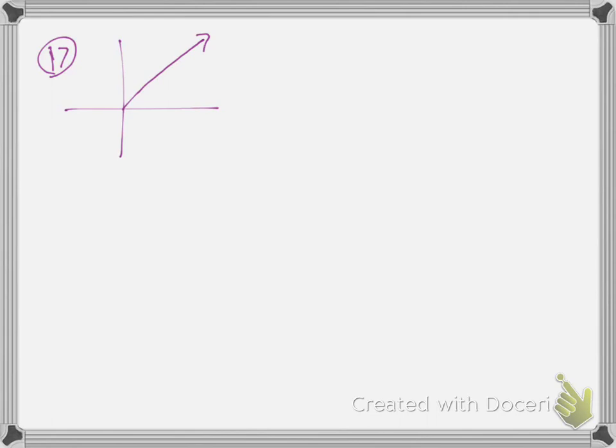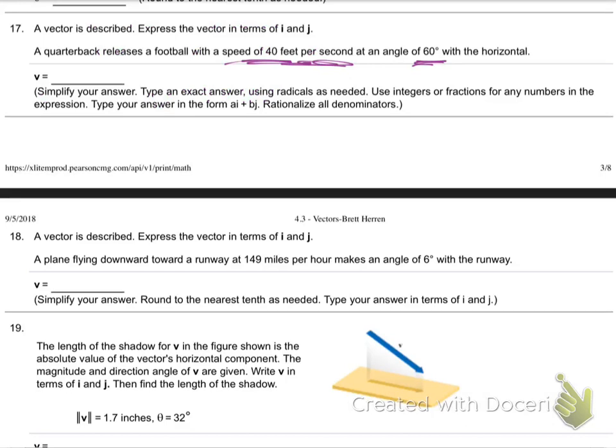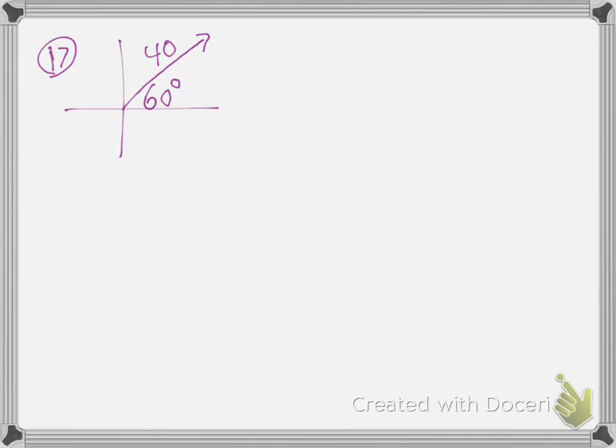So the quarterback throws it like this. It's at an angle of 60 degrees. 40 is the speed vector, the magnitude of the speed vector: 40 feet per second at an angle of 60 degrees. So basically it's just a vector. The quarterback releases the ball, and 40 is the speed vector at an angle of 60 degrees.